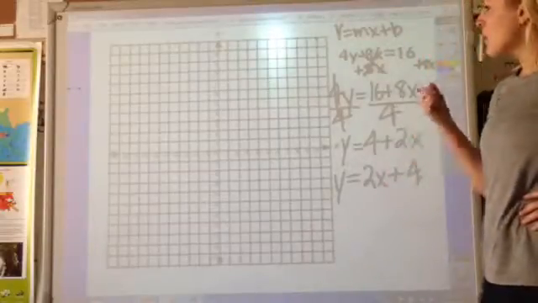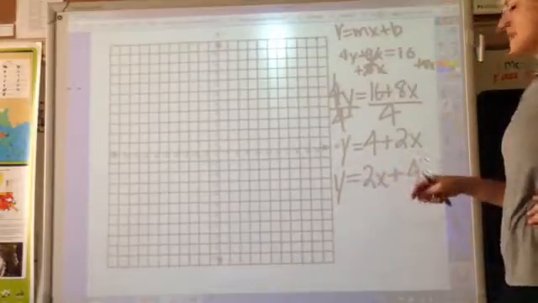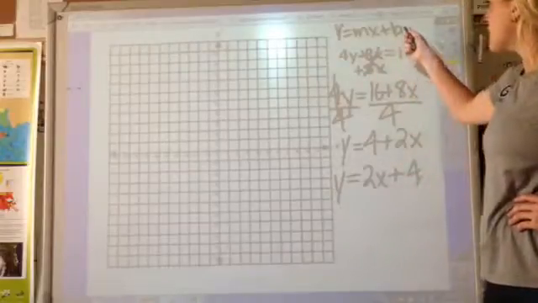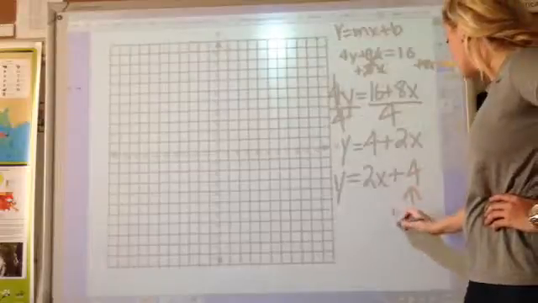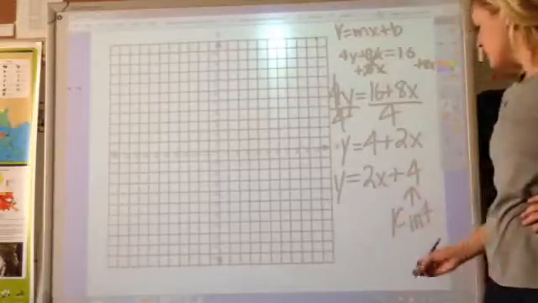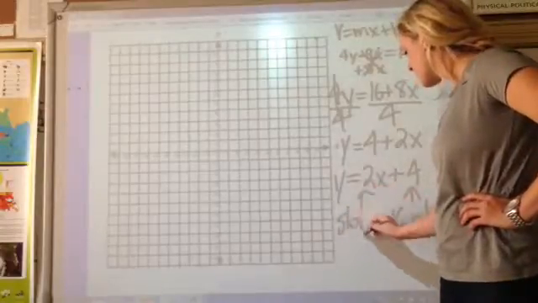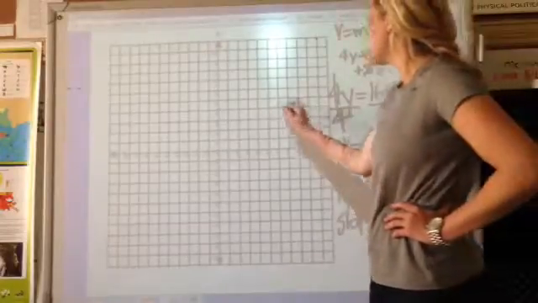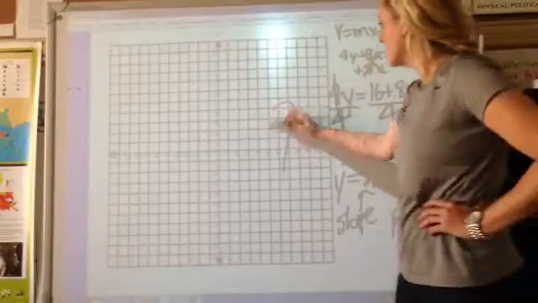Now, I want to graph this equation. So I need to figure out which one of these terms is my slope and which one is my y-intercept. Well, if I go back to my equation, I know that b is my y-intercept. So 4 in this case is going to be my y-intercept. And that is always my starting point. And that means that 2 is going to be my slope. And remember, whenever you have a whole number as your slope, that is the same as 2 over 1.